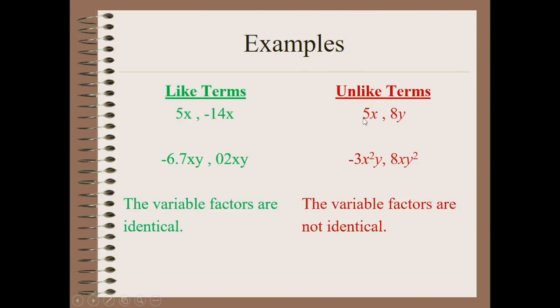Unlike terms, 5x and 8y, they have different letters. Negative 3x squared y and 8xy squared. They have the same letters, but the variables are not raised to the same powers. X is squared here and not there. The variable factors are not identical.